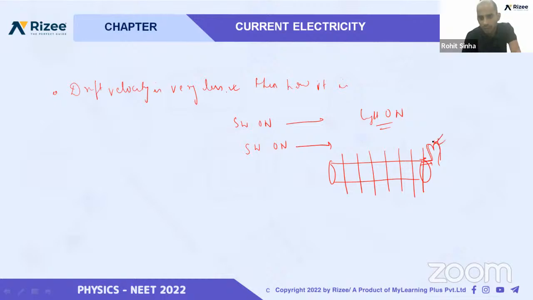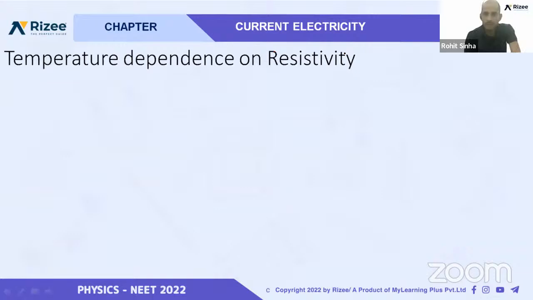It never waits for this electron to come here. The nearby electron, as it flows through the bulb, makes it glow. That's why when we switch on, the bulb glows immediately. Okay, this question usually comes in your exam. They ask this question. Now let us define something more.